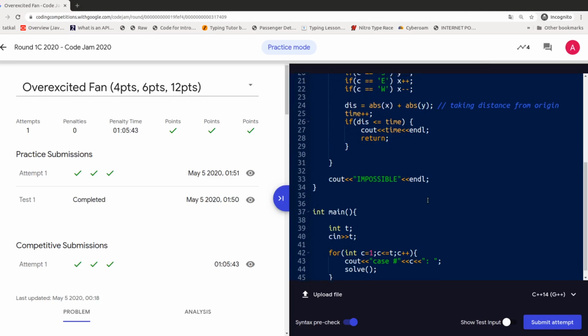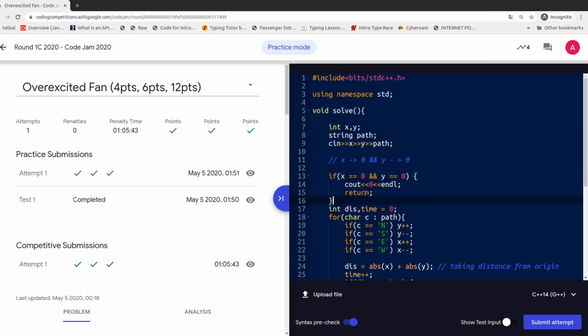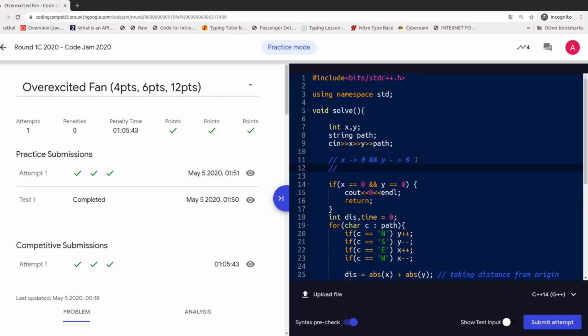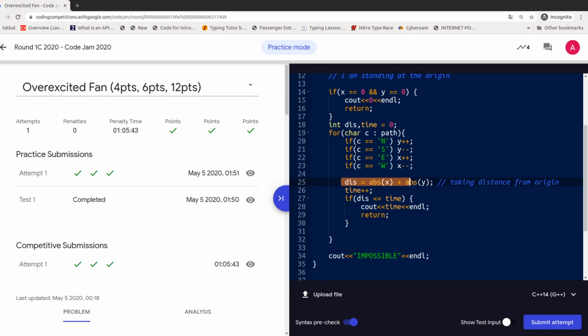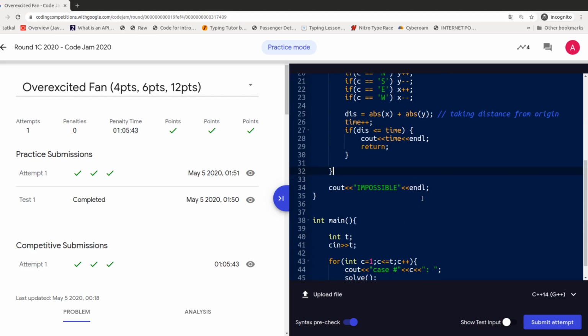Let me go through the code once. Here, we have assumed that I am standing at the origin, we are calculating the distance of that person from the origin, and we are increasing the time. As soon as the distance becomes less than or equal to the time, then we can say that this is our answer, otherwise it is impossible to reach the answer.